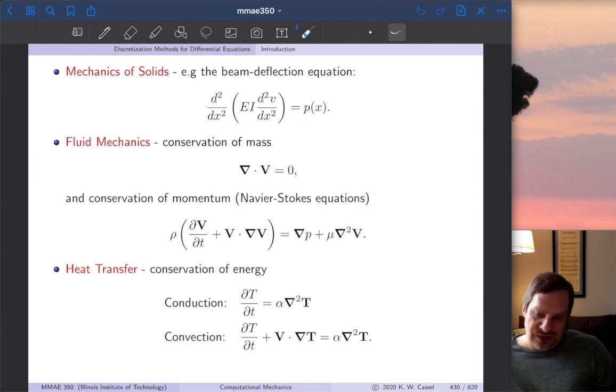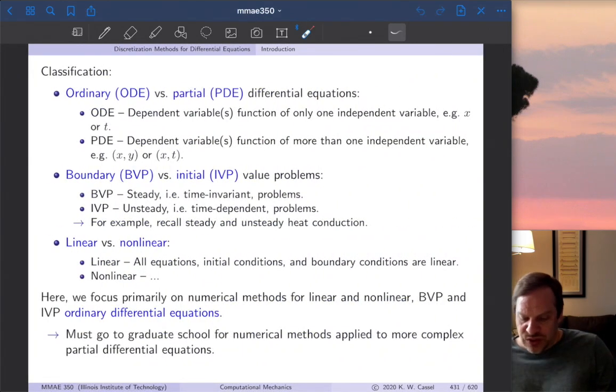Now, in that case, it's a boundary value problem. So that's a very important distinction, so important that that's how we'll designate different differential equations in the next two chapters. Another important one is linear versus nonlinear. A linear differential equation means everything is linear. The initial conditions are linear, the boundary conditions are linear, the governing equations themselves are linear. If any one of those things is not linear, then we say it's a nonlinear system.